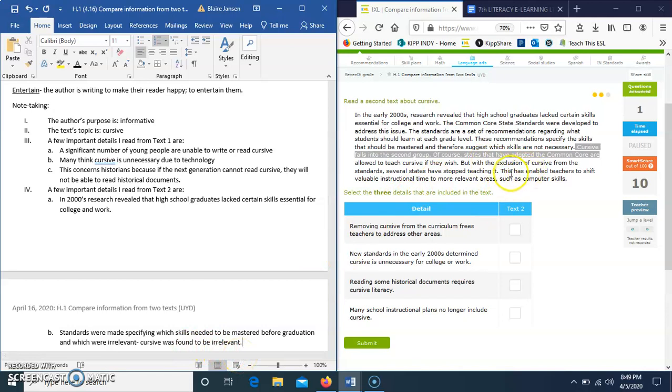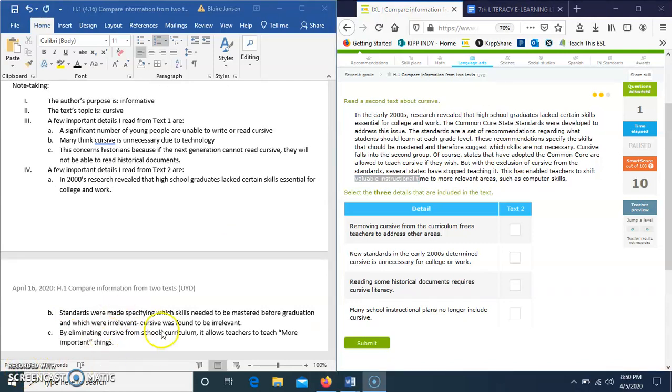Then I look down here and I see that all these people who have eliminated cursive, it has enabled teachers to shift valuable instructional time. That use of the word valuable shows me that instructional time is definitely very emphasized as important by our author. And that by eliminating cursive, it allows people to teach other things they see as more important. So I note that here.